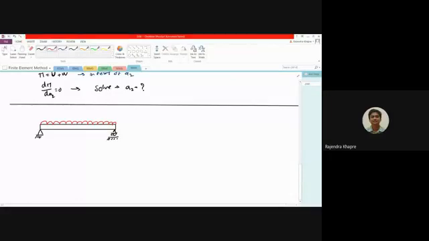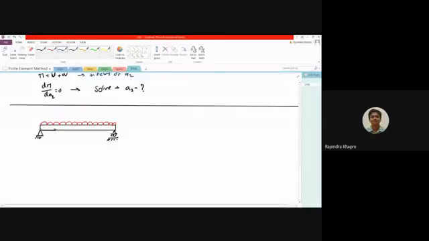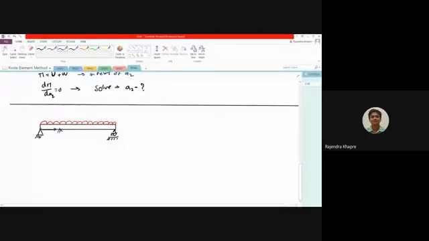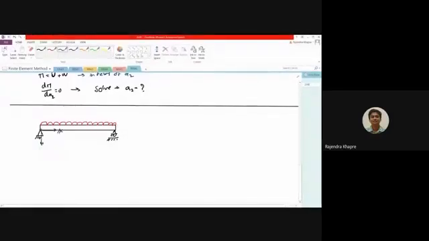So we have taken only the point load. We have not taken the UDL load, and we have not taken the volume load also. So in this particular case, what you can do is assume this as your x-axis, and this will be your w-axis.